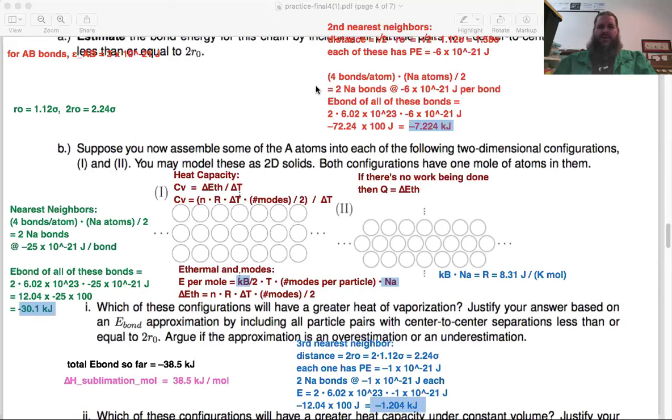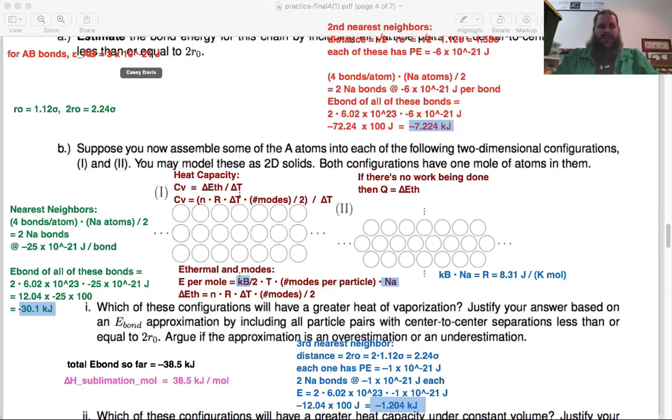Where else does nRT show up? Yeah, this shows up in the ideal gas law. So another very useful substitution you can make, if you're talking about a gas, which is not the case here, these are solids, so this won't work. But if you're talking about a gas, you can make this substitution.